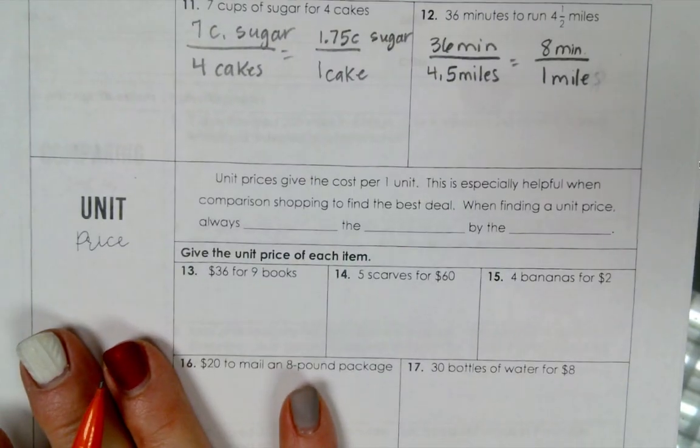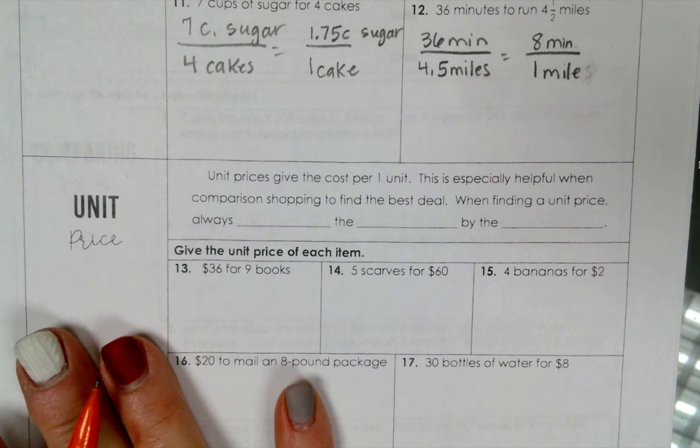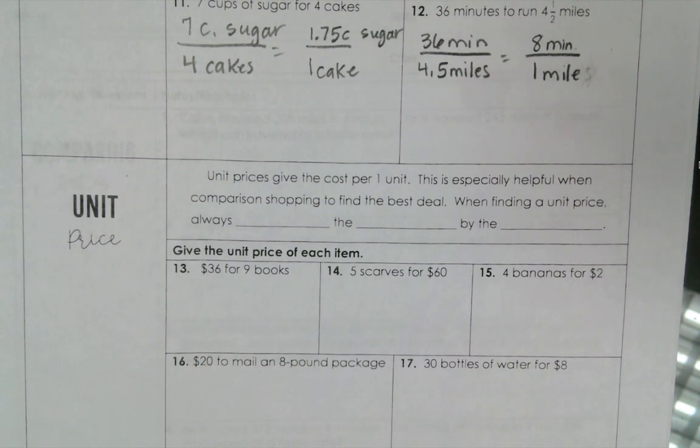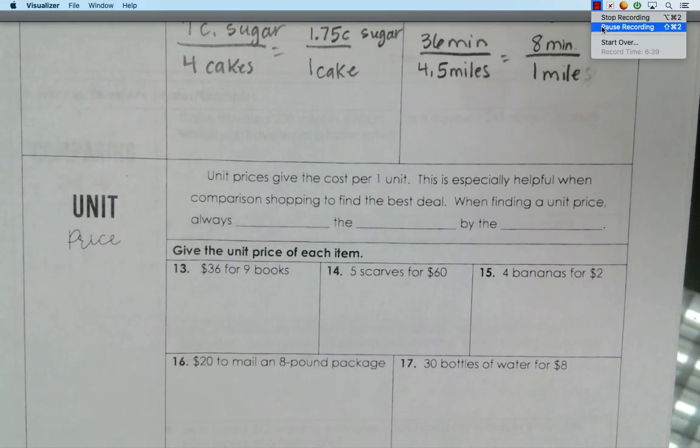Now we're moving on to unit price. Okay, so this one's a smidge different. Oh, hang on, someone's here.